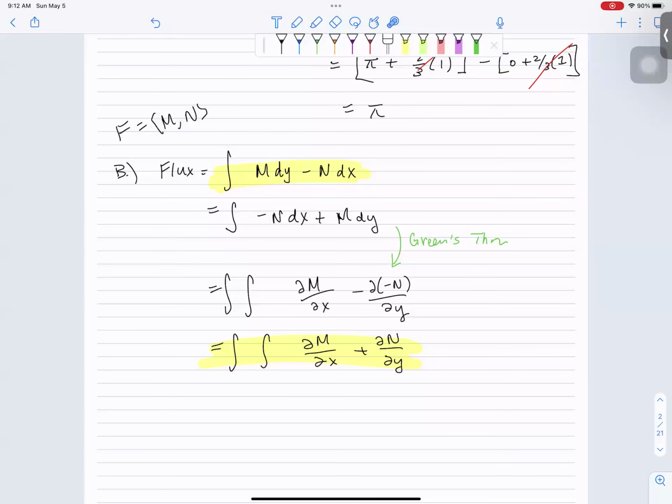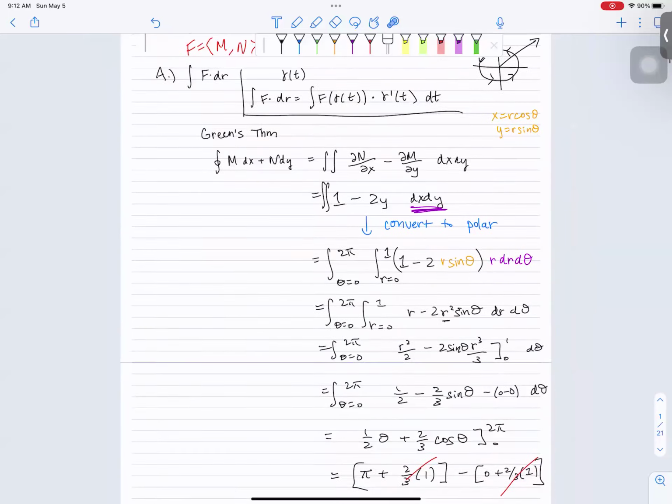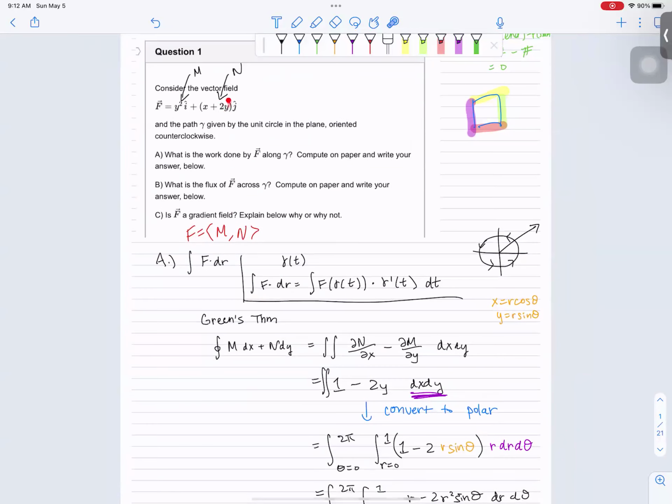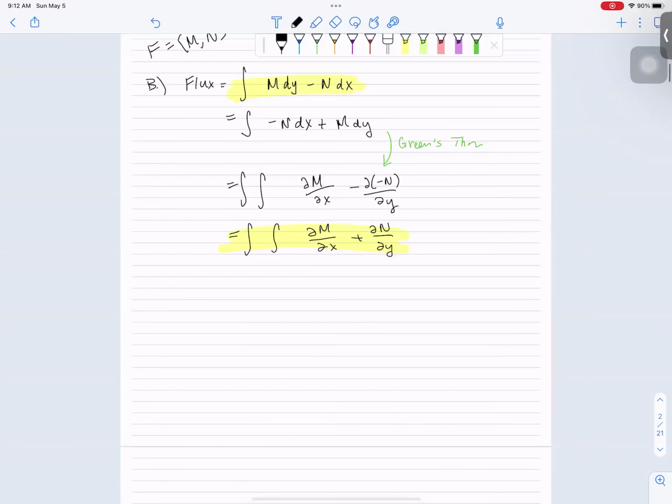All right. So what is the partial of m with respect to x? Looking at our field, with respect to x there's no x term, so that's 0. Here, what's the y term? There's a 2y, so the partial with respect to y is 2. So I get the double integral of 0 plus 2 dx dy. And I have a circle, so I don't even have to worry about the bounds, because this is 2 dx dy.